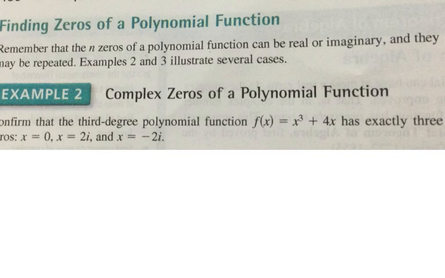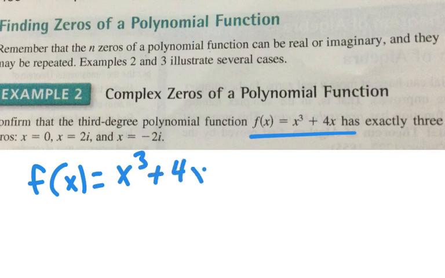So we're fixing to work examples 2 and 3, which are just several different cases of this. It tells me to confirm that the third degree polynomial x to the third plus 4x has exactly 3 zeros, and it tells me what they are. 0, 2i, and negative 2i. So if I had to find the zeros here, I'm always looking, is there a GCF? Yes, there is. They have an x in common, so I'm going to factor the x out. So now I've got x squared plus 4.